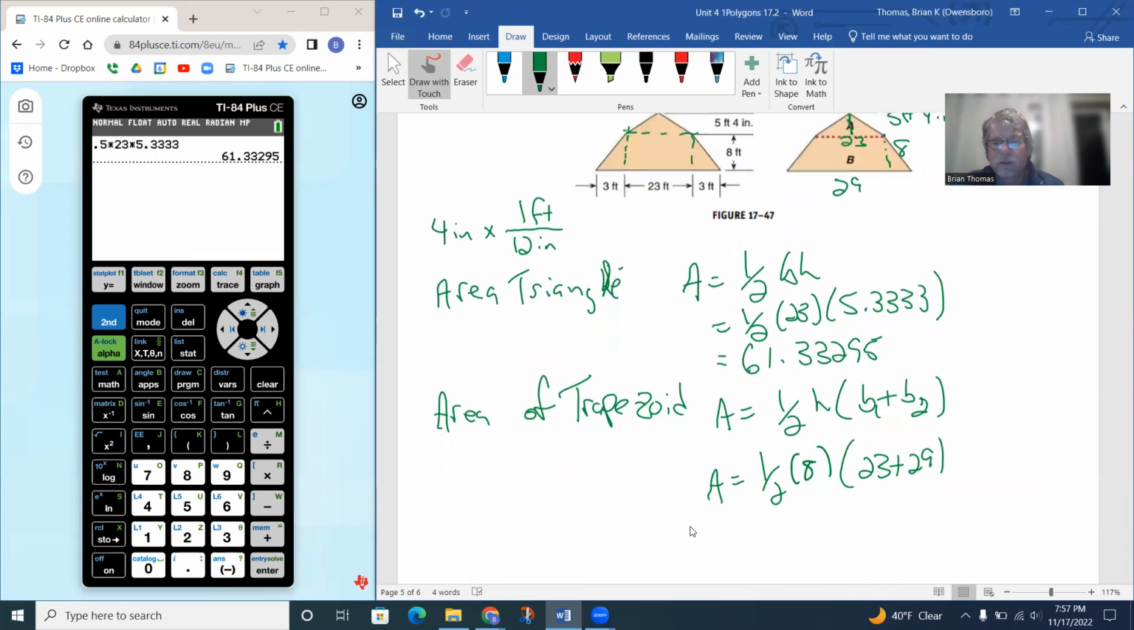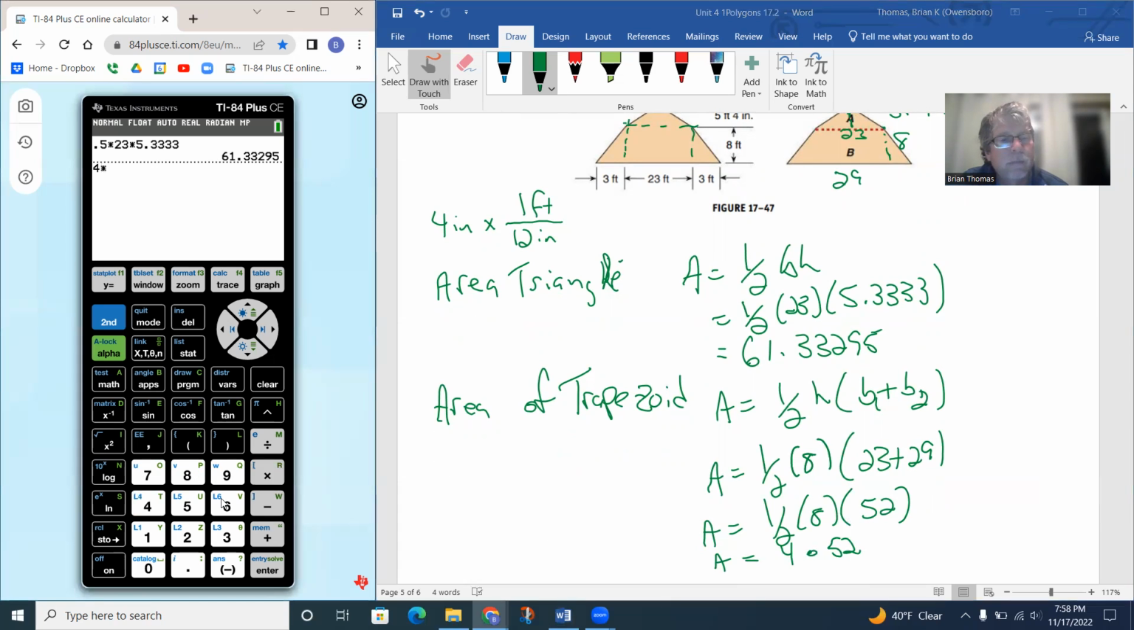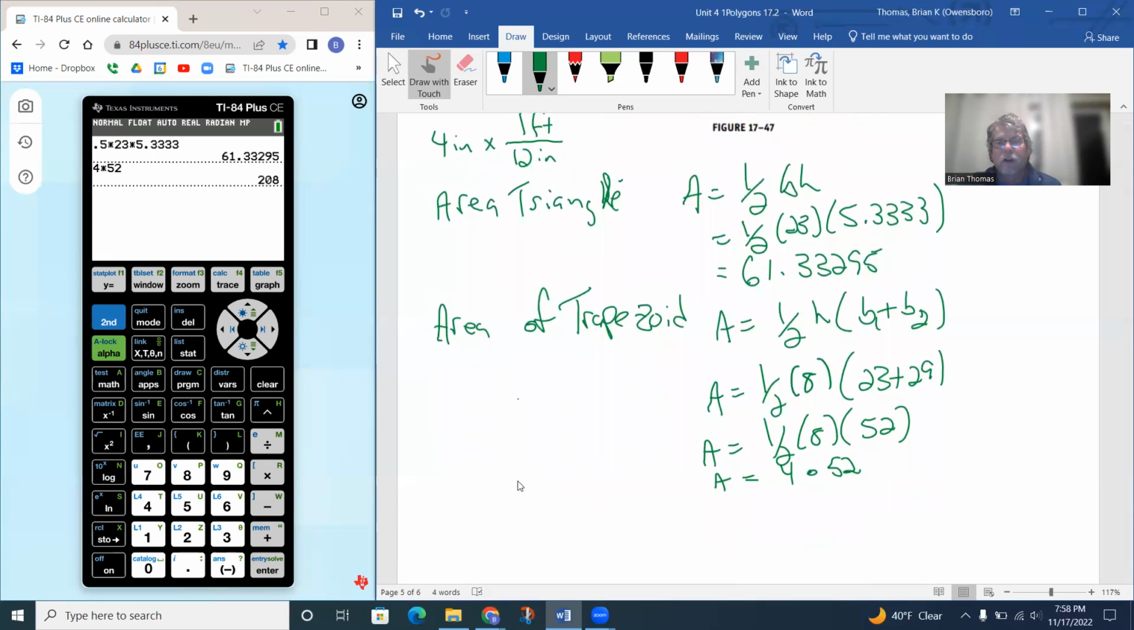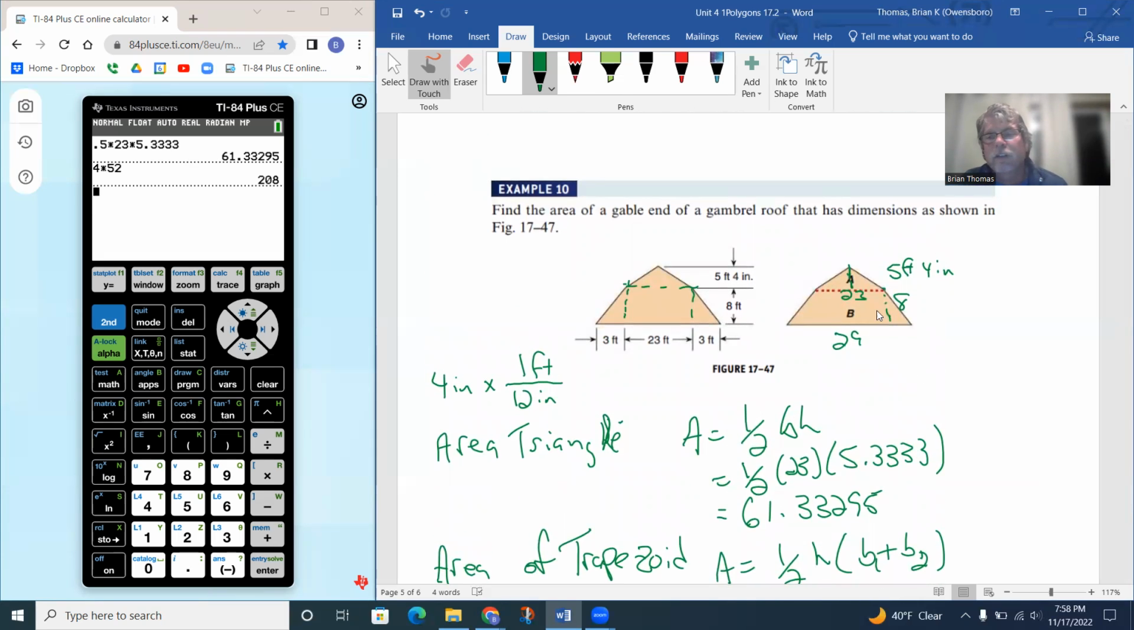If we follow the order of operations, we can add 23 plus 29 to begin with. So we have 1/2 times 8, and then 23 plus 29 would be 52. Half of 8 is 4, so what we're down to is 4 times 52. Multiplying 4 times 52 on our calculator gives us 208. So the area of our shape there is 208 square feet. That's one of the sides, like on a barn, the gable end of a barn. Gable roof is what they call it.